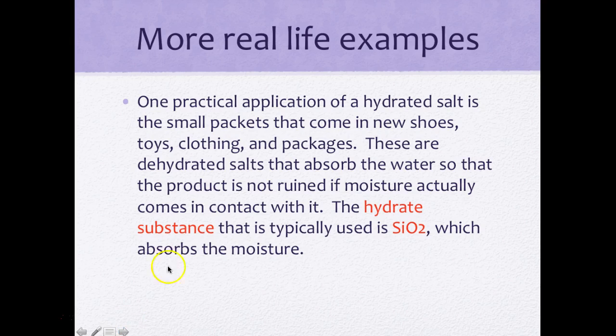Desiccants are also used in other items like shoes, toys, clothing, and packages where you need the product not to be ruined by moisture. Silicon dioxide is one of those desiccants that is used. You frequently see this in handbags or shoes especially, and it absorbs the moisture so that the shoes are not damp and are kept dry.